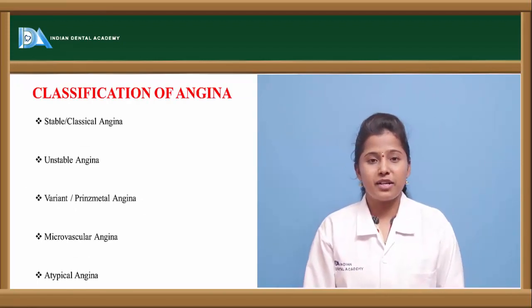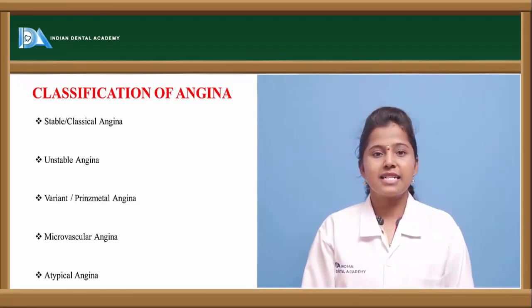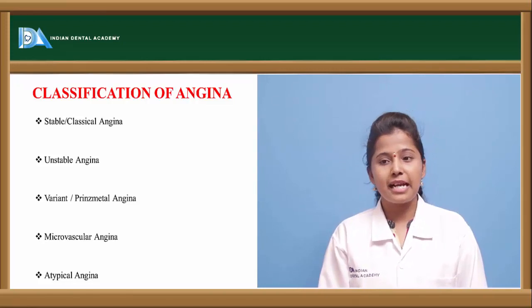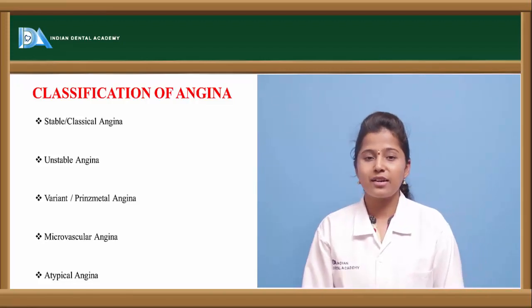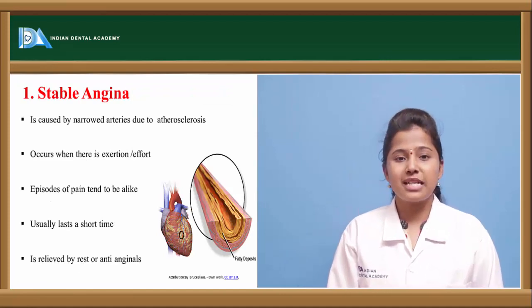There are 5 types of angina. First one is stable angina or classical angina. Second one is unstable angina. Third one is variant or Prinzmetal angina. Fourth one is microvascular angina, and the last one is atypical angina. So let's see about stable angina.